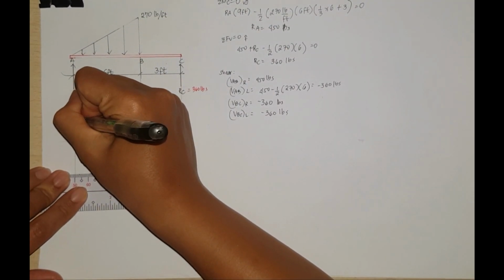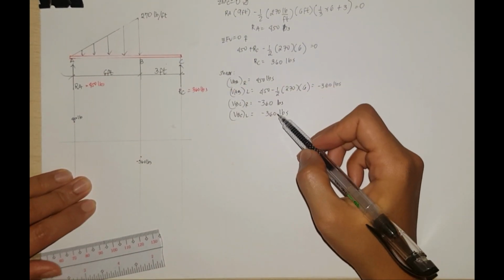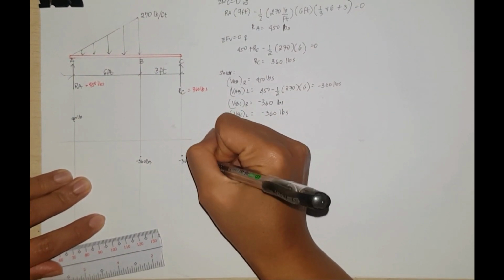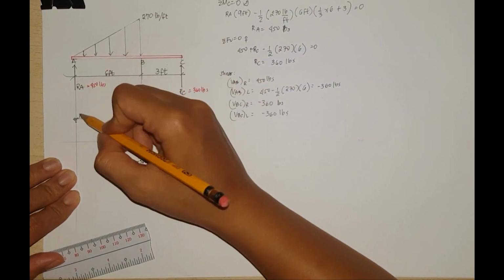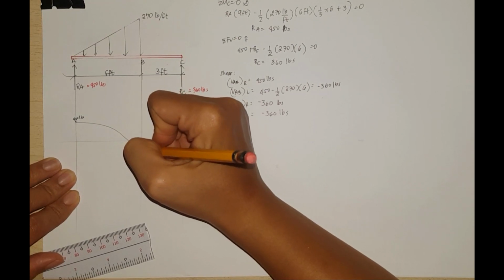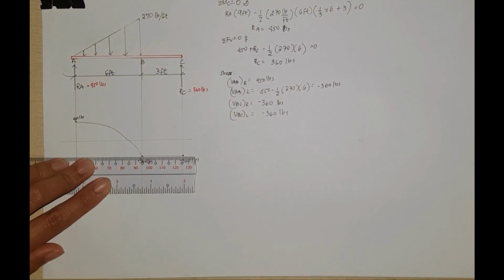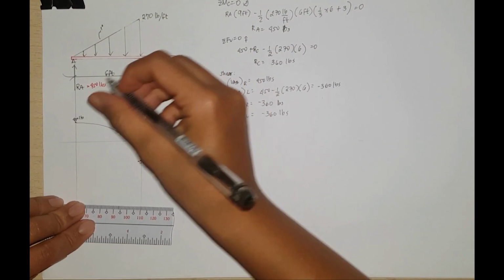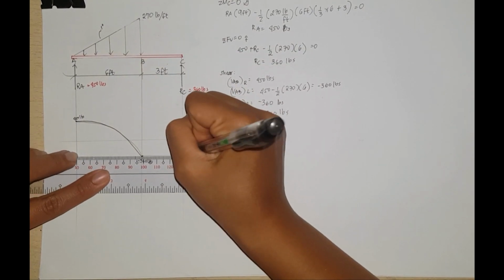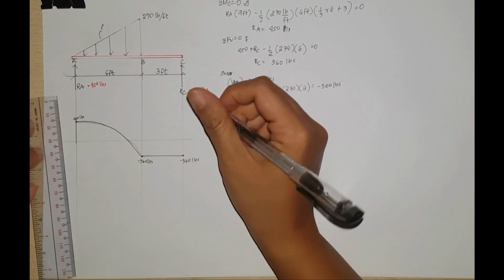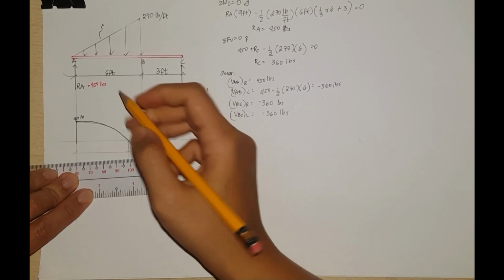So, VAB, we have 450 pounds. And then, negative 360. And then negative 360. So since this is increasing load, ang magiging diagram natin for shear will be a concave downward. So concave downward, kasi increasing yung ating load diagram. And then straight lang. So since this is a 1 degree curve, this would be a second degree curve. This is a second degree curve. So, ito yung ating shear diagram. And then, determine natin yung value ng x kung saan magkakaroon ng zero shear. So, let's say this is x.